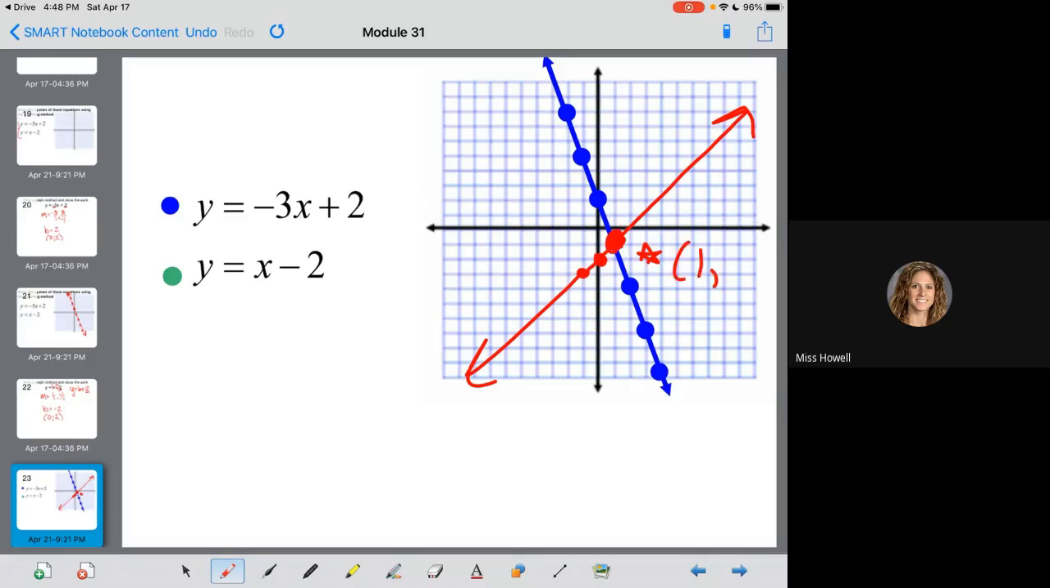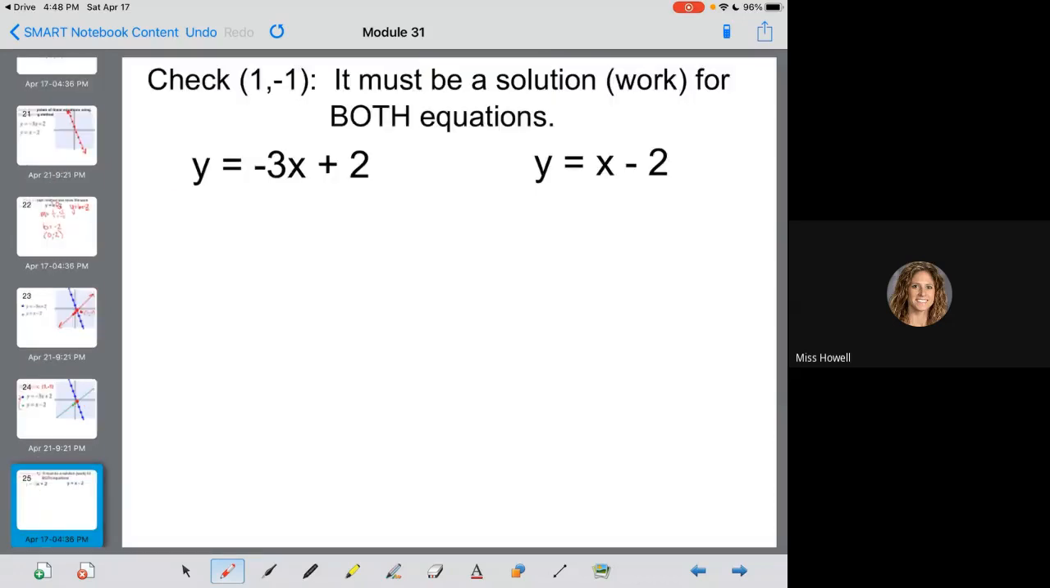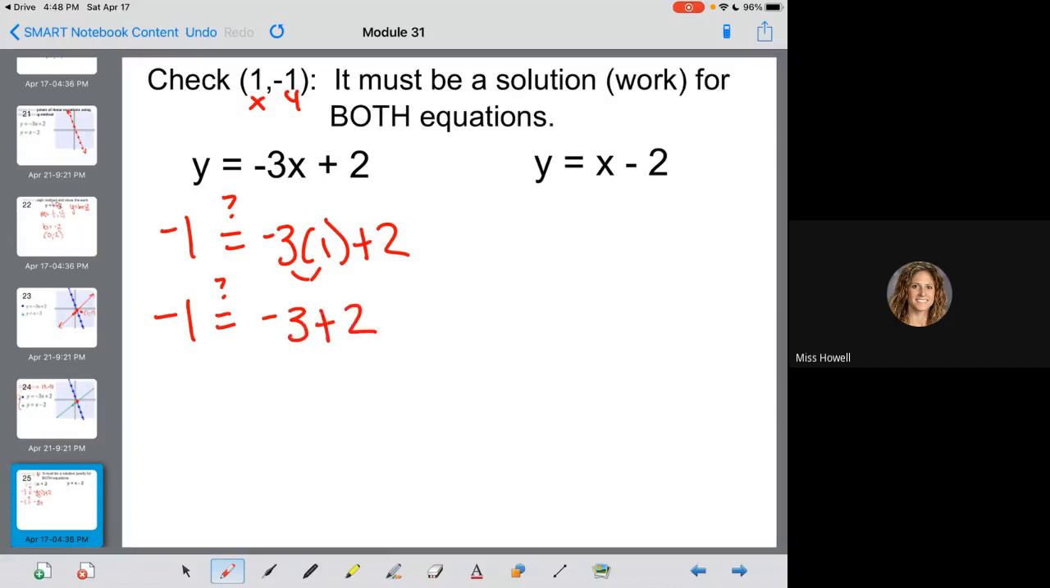So we think (1, -1) is our place that satisfies the entire system, right? It's the one point that works for everything in the problem. So let's check it. It's got to work in both. This is y, this is x, so be careful. So -1, does it equal -3 times 1 plus 2? So -1, does it equal, do our multiply here to get -3 plus 2. -1 equals -1. Yep, we're good. All right, so it works on that line.